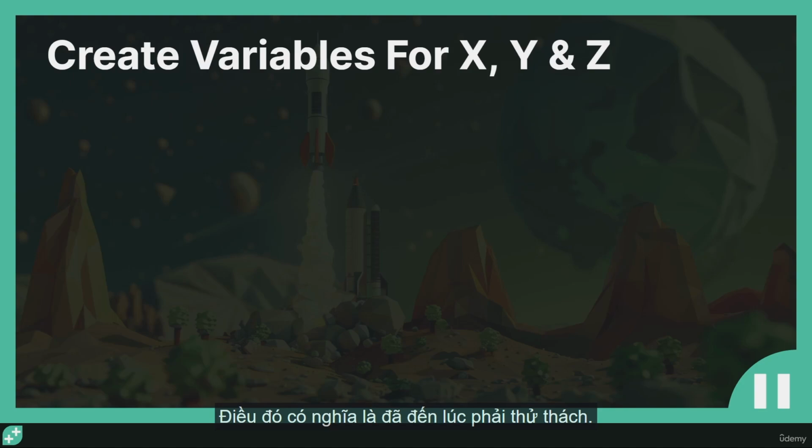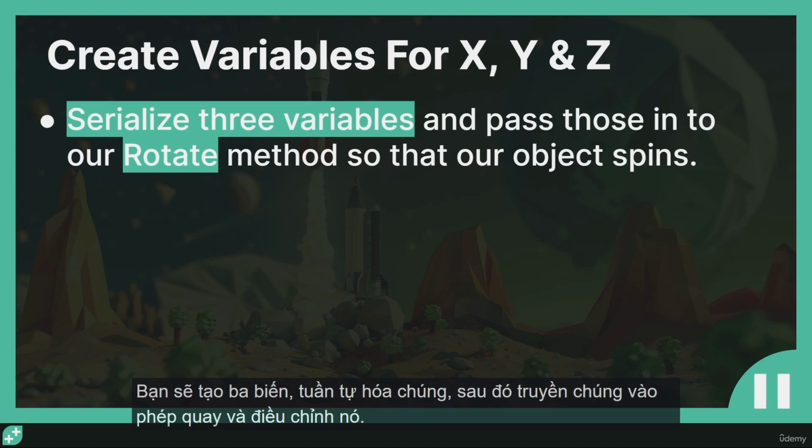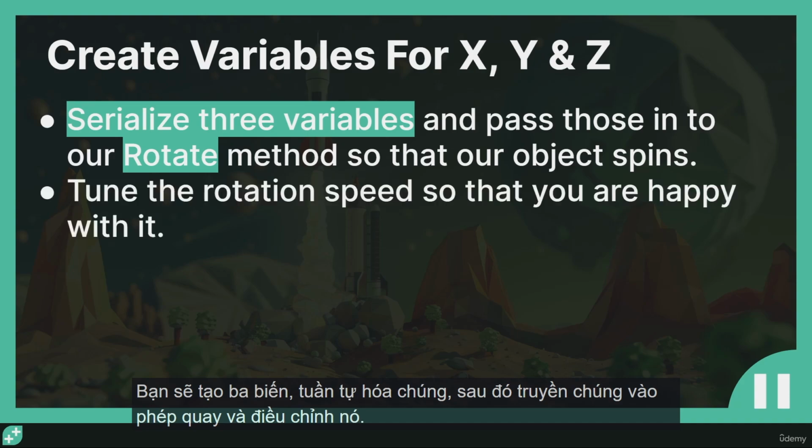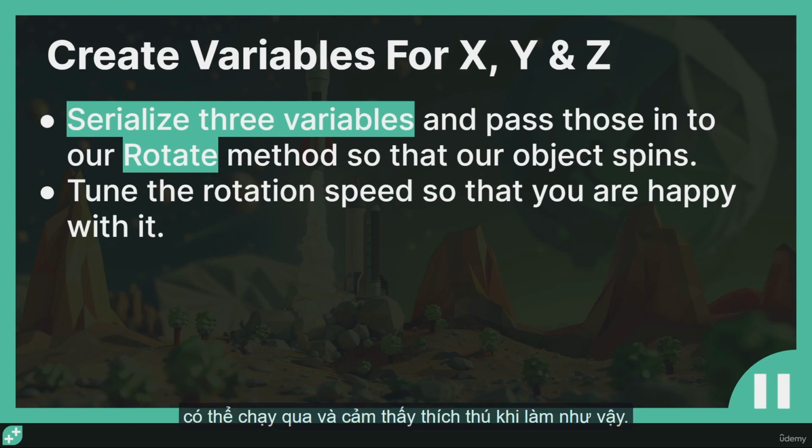That means it's time for a challenge. If you're yelling at the screen, create variables for X, Y, and Z, serialize those 3 variables, and pass those into our rotate method so that our object spins. So you're going to create 3 variables, serialize them, and then pass them into our rotation, and tune it. Go back into Unity and tune the rotation speed so that you're happy with it, so that your player can run past and it'll be enjoyable to do that. There's your challenge. Take that on. I'll see you back here shortly.